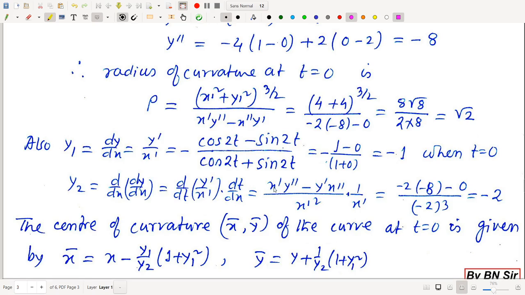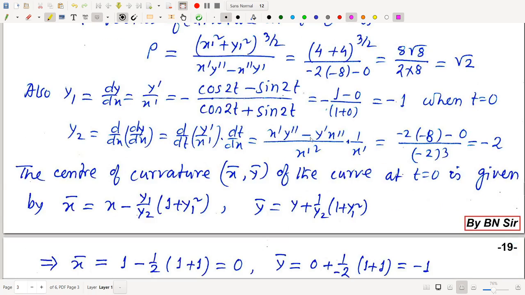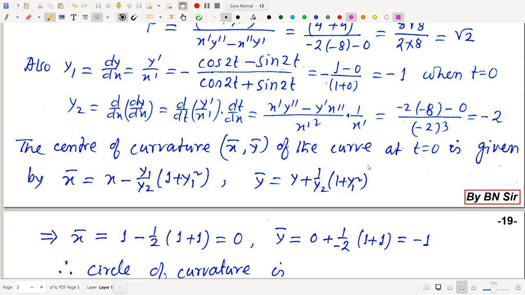Here the u by v rule we have applied: x dash square, x dash into derivative of numerator y dash, which is y double dash, minus y dash remains, derivative of denominator is x double dash. Here the derivative is with respect to t, but all the values we have calculated at t equal to 0. So here x dash is minus 2, y double dash is minus 8, and x double dash was 0 at t equal to 0, so it is 0, and x dash cube, x dash was minus 2, so minus 2 cube. Finally it is minus 2 cube is minus 8, so minus 8, and this minus 8 will go, minus 2 will remain.